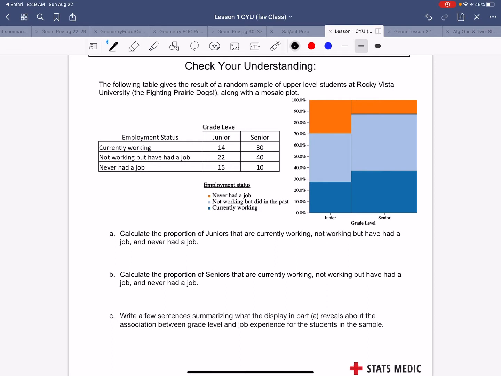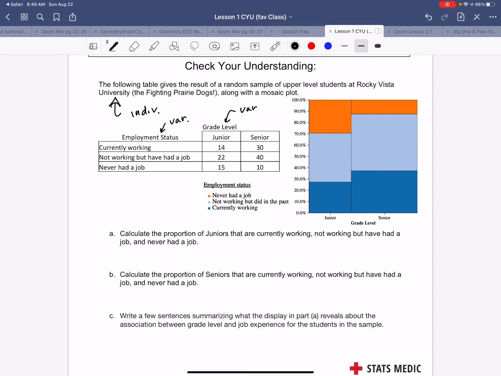As we look here, we see again, the individual being asked is, the following table gives the results of a random sample of upper level students at Rocky Vista University, the Fighting Prairie Dogs. Okay, so those are our individuals, along with a mosaic plot. So there must be 2 variables. One of the variables was grade level, and another variable was employment status.